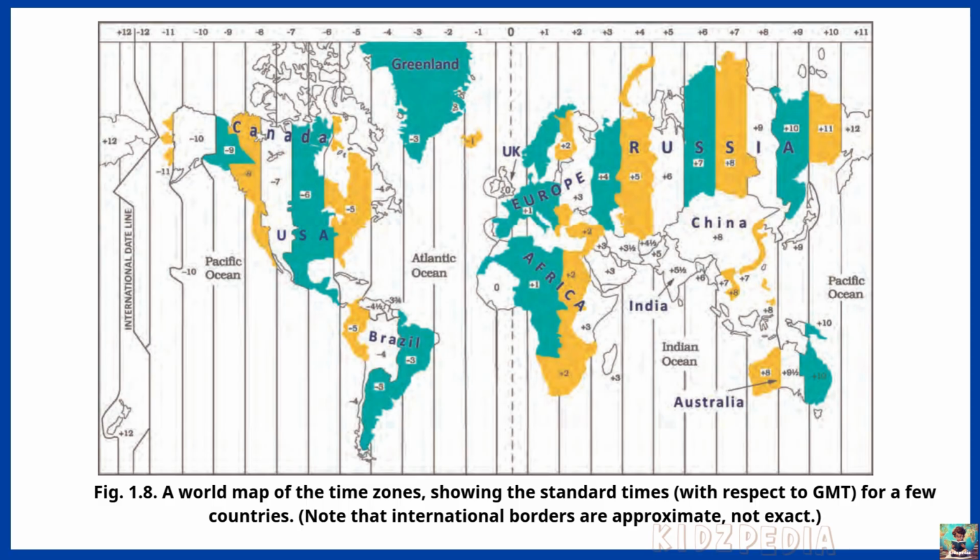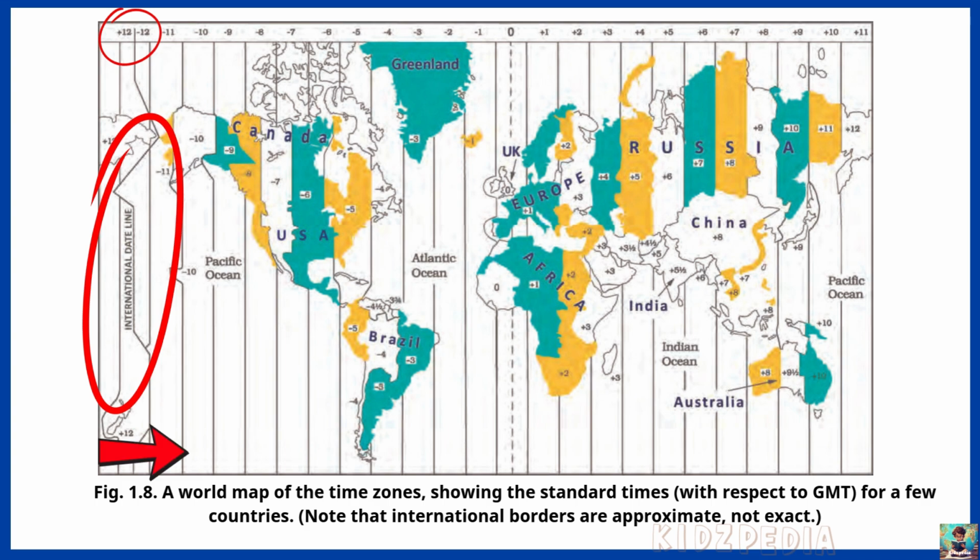So here we can see that the plus 12 and minus 12 time zones meet at the international date line around 180 degree longitude. If you cross the line while traveling east, for example, by plane or by ship, you go back one day. So, if it's Monday, you need to change your watch to Sunday. If you cross it while traveling west, you add one day. So, if it's Sunday, you need to change your watch to Monday.